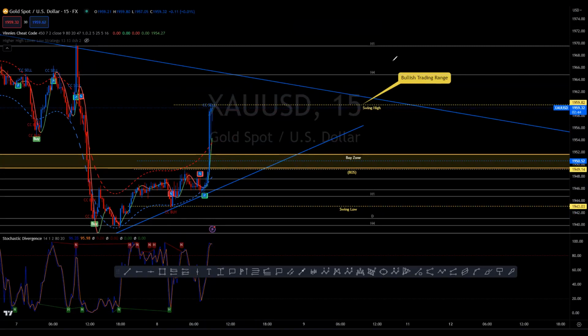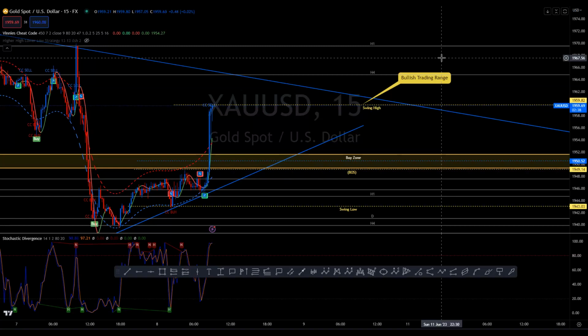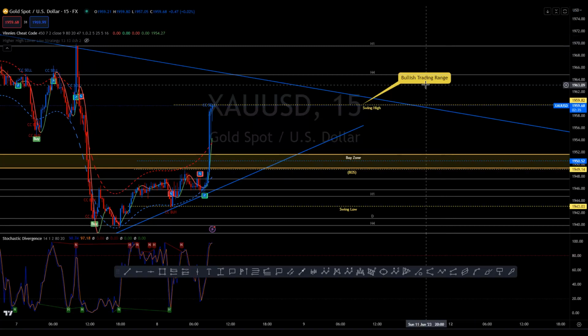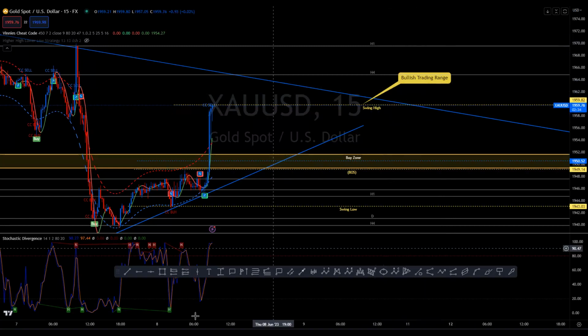So we have, let's see. Yeah, we have a little bit over 2 minutes before the 9:15 candle closes. So we're going to wait for that, and then we're going to make our decision on exactly what we're going to do. Be right back.